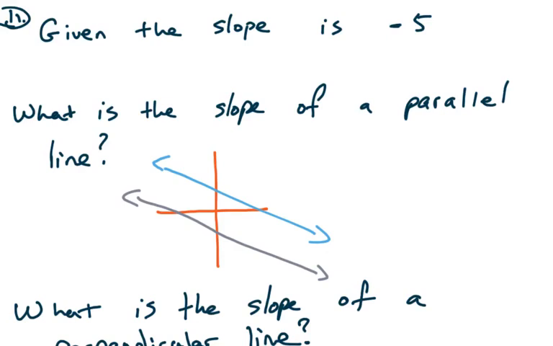The slope should look something like this. And my question to you is why? And I hope you answered that question by saying it's a negative slope, so they should be going down, not up. Okay, so they have to have the same slope. So if the slope is negative 5, what is the slope here? It's going to be negative 5 if it's parallel.